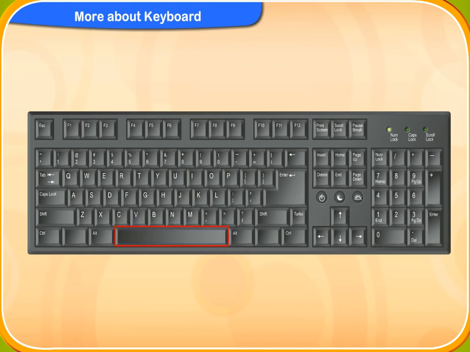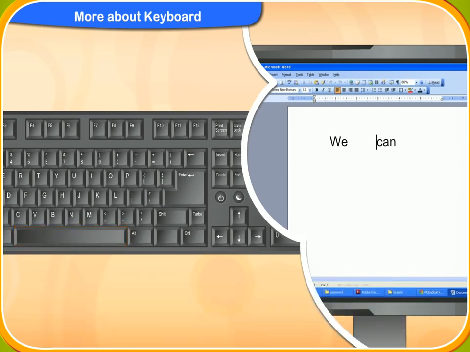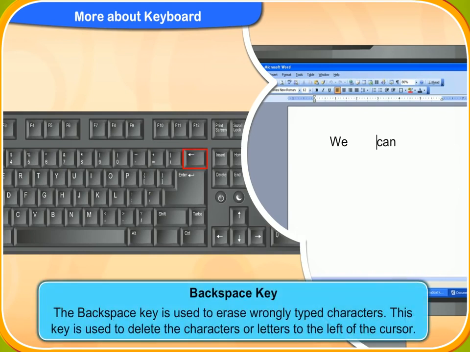What is the space bar key used for, Kliko? The space bar key is used to move the cursor one space forward. You can see that it is the longest key on the keyboard. Look at this key. It is the backspace key. It is used to erase wrongly typed characters. In case you make an error while typing, you can use this key to delete the characters or letters to the left of the cursor.